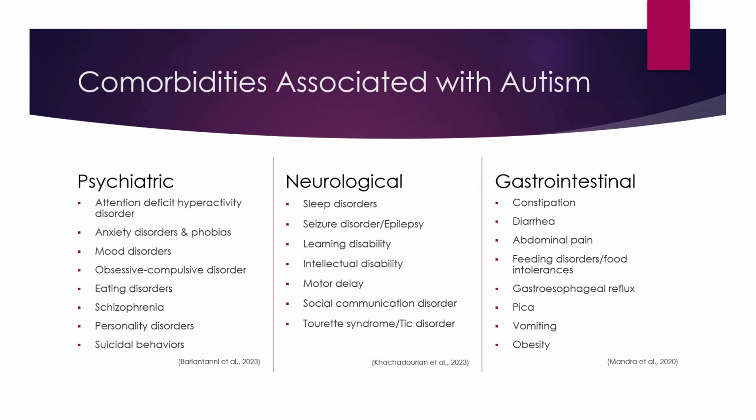Statistically, individuals with autism are 4 times more likely to have at least one gastrointestinal condition when compared to individuals without autism. Gastrointestinal conditions can include constipation, diarrhea, abdominal pain, feeding disorders or food intolerances, gastroesophageal reflux, pica, which is eating non-food items, vomiting, and obesity.